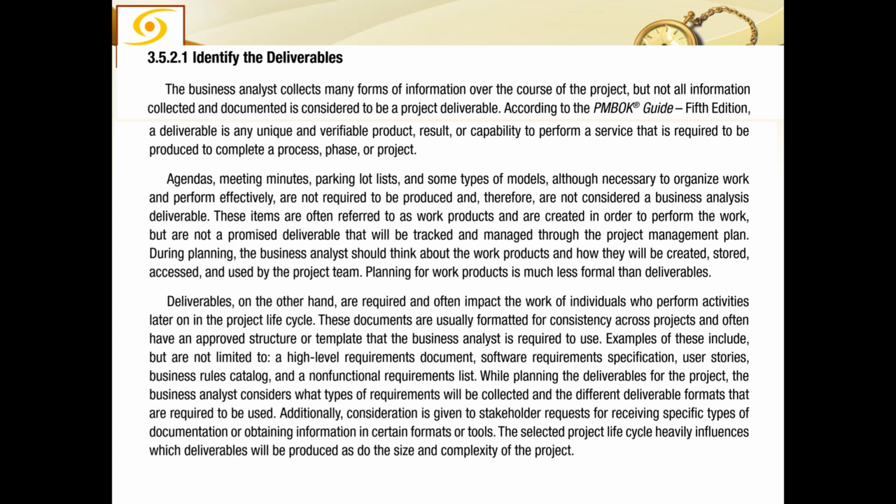These documents are usually formatted for consistency across projects and often have an approved structure or template that the business analyst is required to use. Examples of these include, but are not limited to, a high-level requirements document, software requirements specification, user stories, business rules catalog, and a non-functional requirement list. While planning the deliverables for the project, the business analyst considers what types of requirements will be collected and the different deliverable formats that are required to be used. Additionally, consideration is given to stakeholder requests for receiving specific types of documentation or obtaining information in certain formats or tools. The selected project life cycle heavily influences which deliverables will be produced, as do the size and complexity of the project.